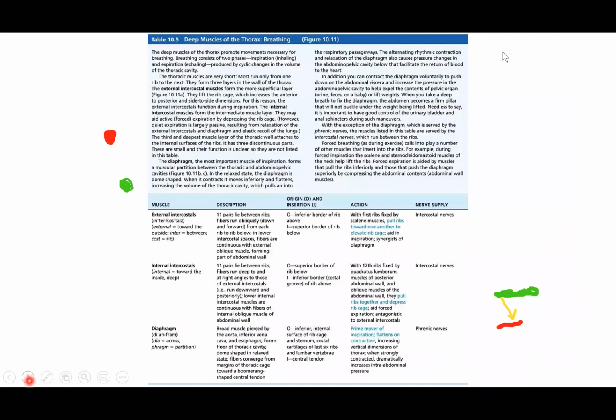Here's a table showing you the origin, insertion, action, and innervation of those respiratory muscles.